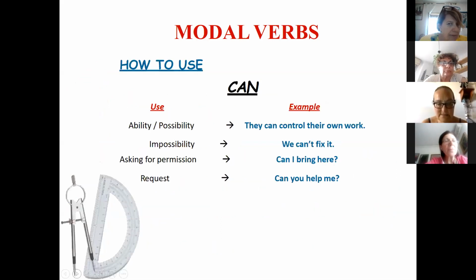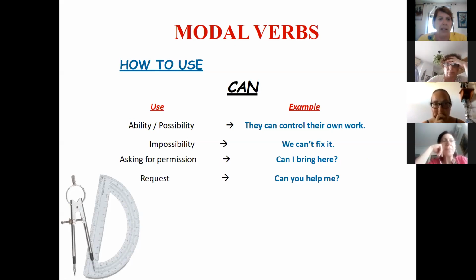What else? This is important, more than how to use it. Ability, possibility. They can control their own work. They are able to do it. I can swim, I can cook. Ability, or impossibility: we can't fix it. It's impossible for us to do something.